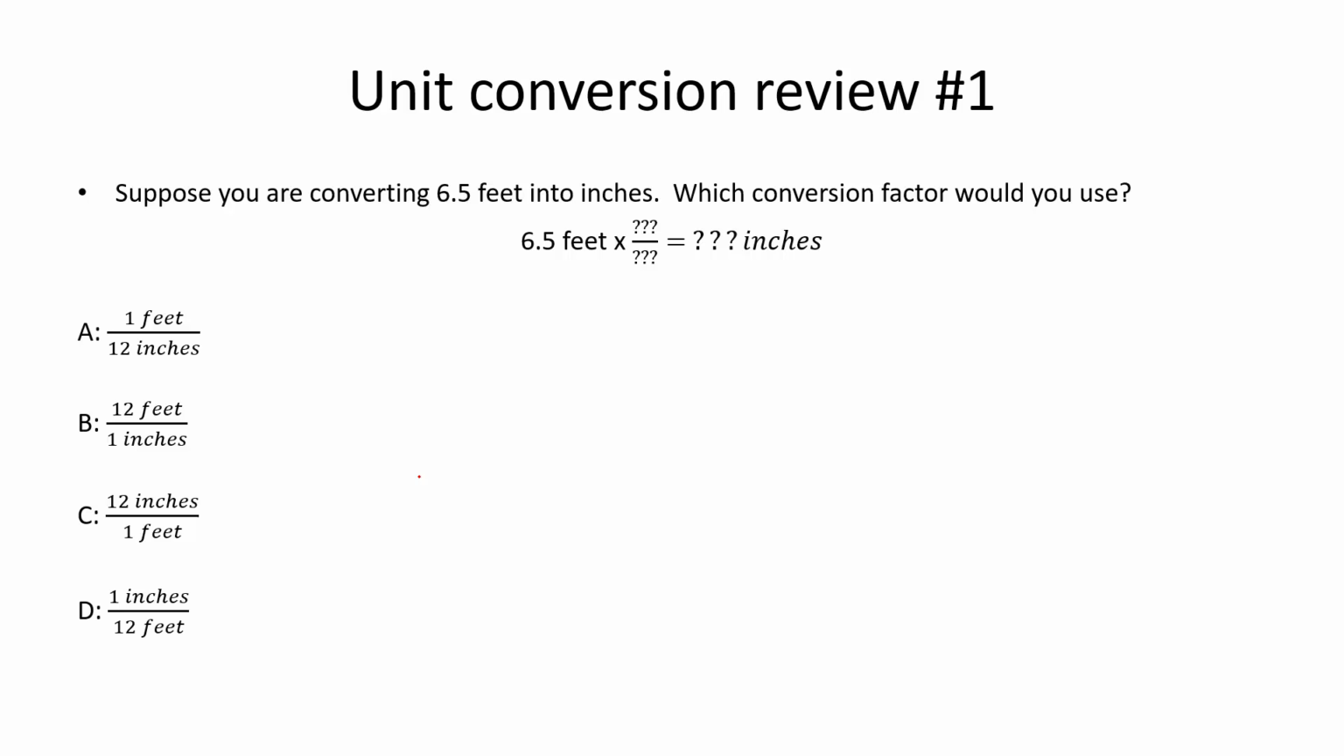So first one, here we want to convert 6.5 feet into inches. So which conversion factor would we use? So the thing you want to think about here is we want to get rid of feet. So feet should be on the bottom. And in this case, we know that there are 12 inches per 1 foot. So the correct answer here should be choice C. Because if we multiply by this conversion factor, then feet will cancel and we will result in inches.